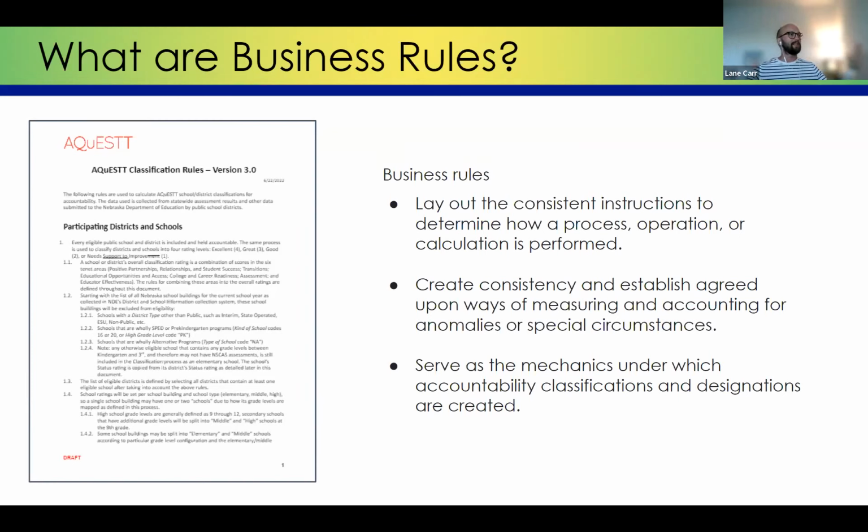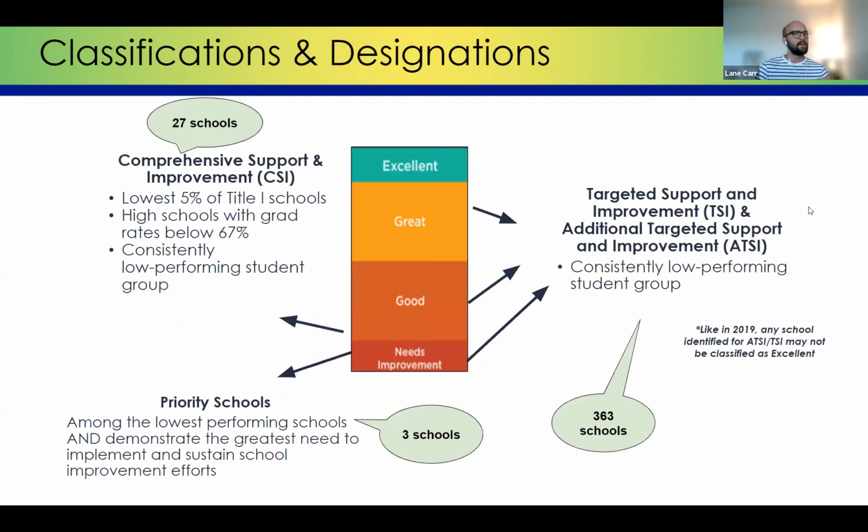So we have all of these data, and we're kind of going backwards today. We're going to talk about what do we do with all of these data, and then we're going to show you some of the resources and the data as well. Just as a reminder, there's two sets of business rules here. There's two things that are going on. We have a set of business rules for our classifications, that excellent, great, good, and needs improvement.